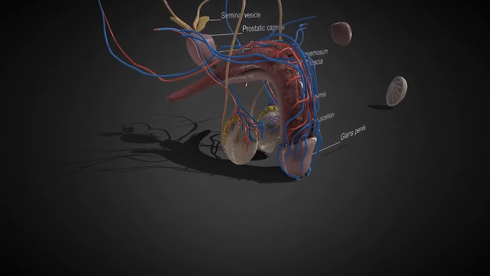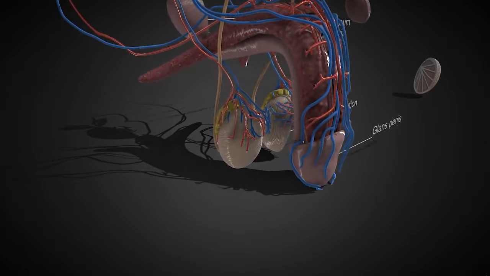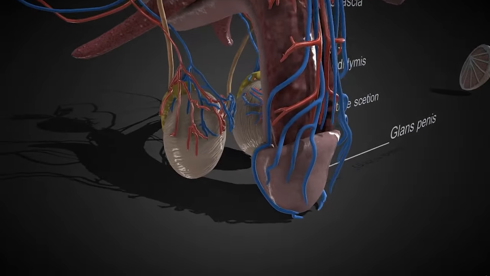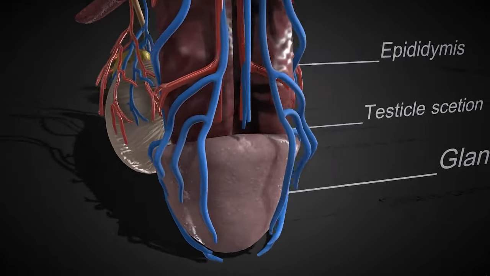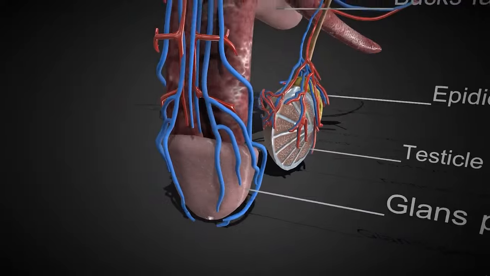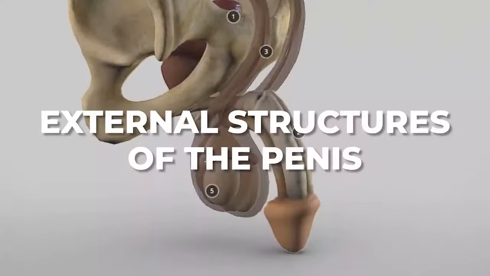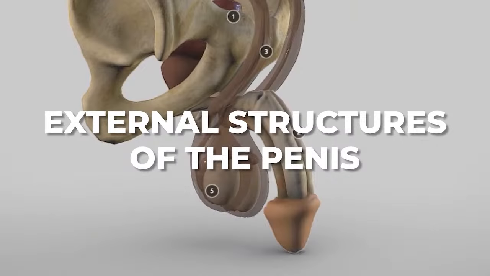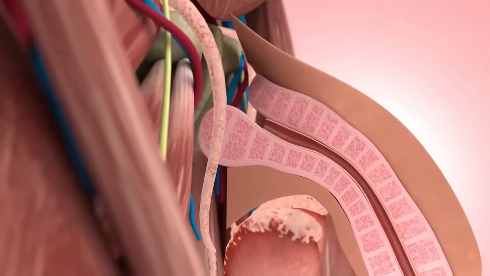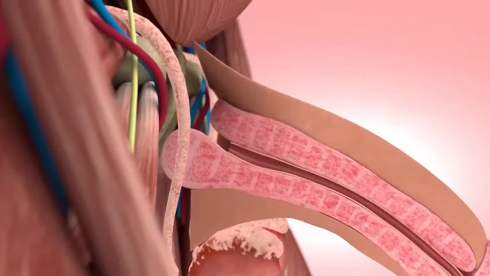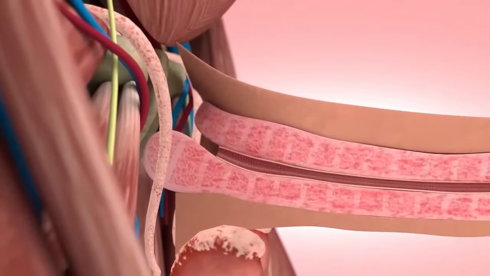Glans penis. The glans is the sensitive, rounded tip of the penis. It contains numerous nerve endings and is responsible for sexual pleasure. The foreskin, or prepuce, covers the glans and can be retracted. External structures of the penis. The penis is supported by the fundiform and suspensory ligaments, which attach it to the pubic bone.